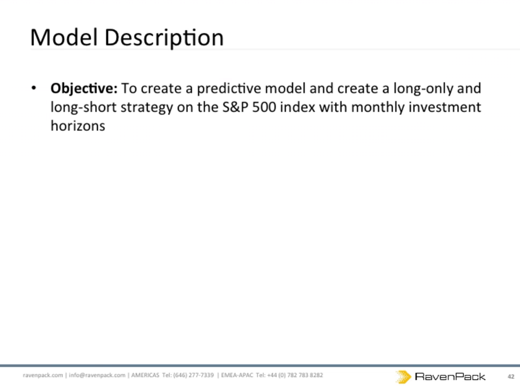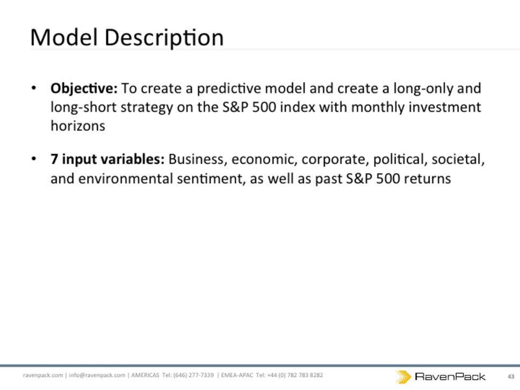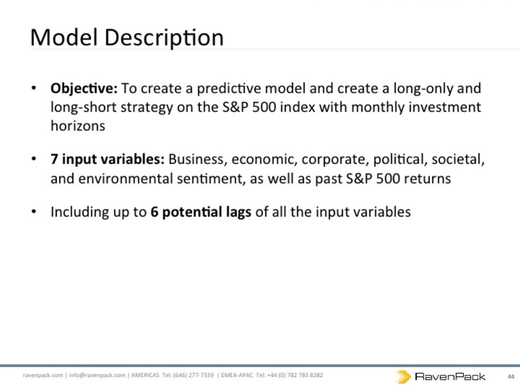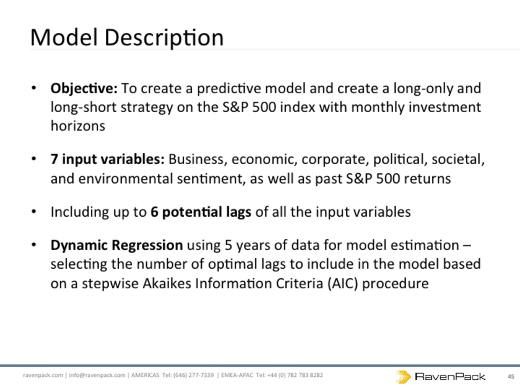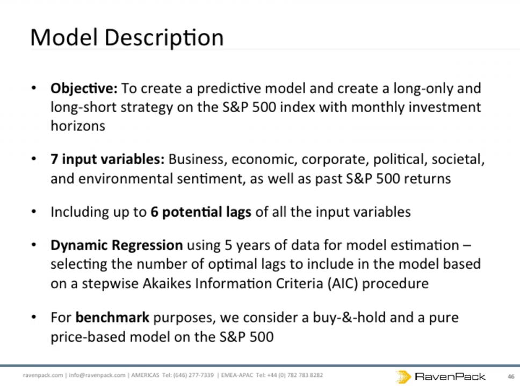To evaluate our indicators, we create a predictive model targeting the 1-month forward returns of the S&P 500 index, creating both a set of directional, long-only, and long-short strategies. We include up to 7 input variables covering our 6 topic level indicators as well as past returns of the S&P 500. And we allow up to 6 monthly lags in our model, thereby allowing past returns and sentiment to impact future returns. The number of variables and lags to include in our final model is based on a dynamic regression model using a stepwise AIC procedure and 5 years of data for model estimation.